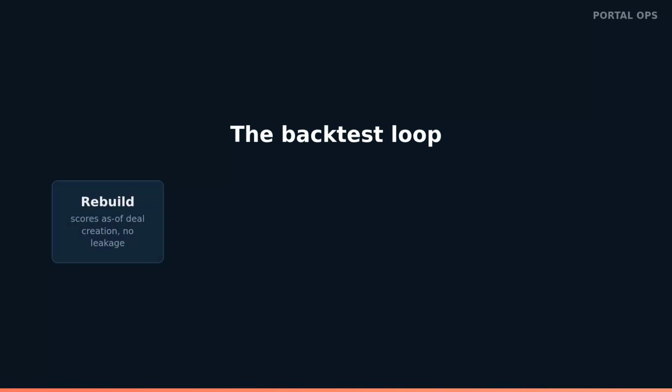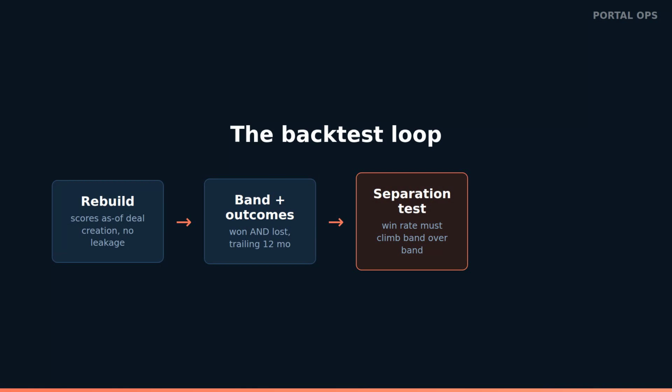Rebuild historical scores honestly. As of the deal, no leakage. Pull outcomes, wins and losses both. Apply the separation test. Win rate must climb band over band, or the model goes back to the shop. Then ship with a stamped write back and retest quarterly. One afternoon of arithmetic, and your lead score graduates from a decoration into an instrument.